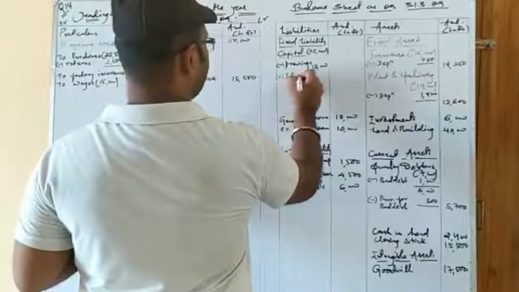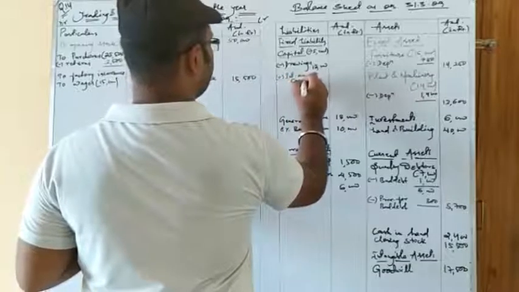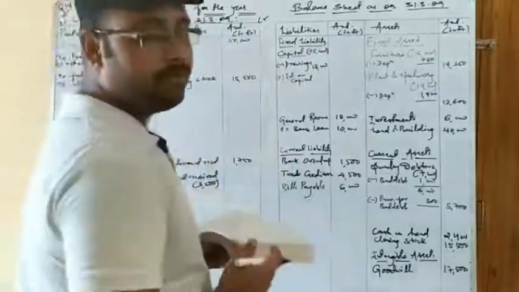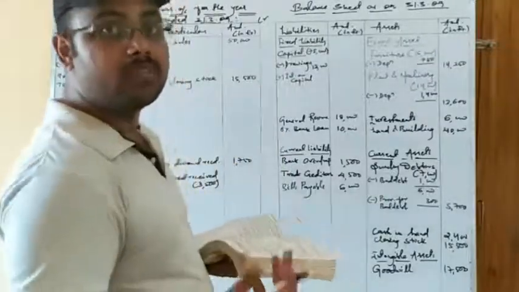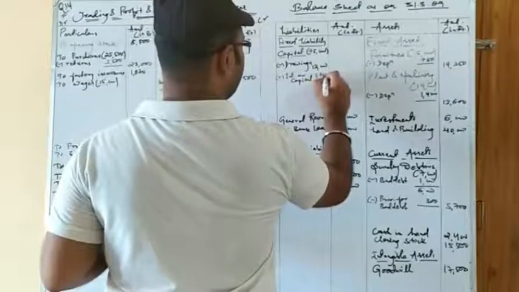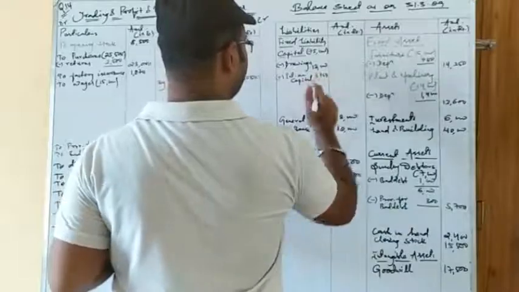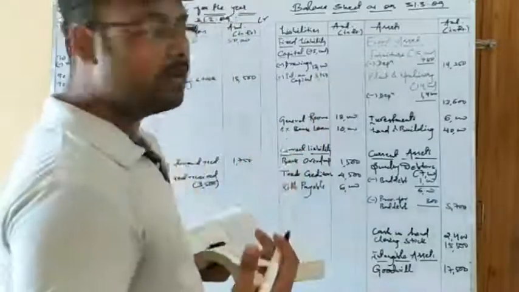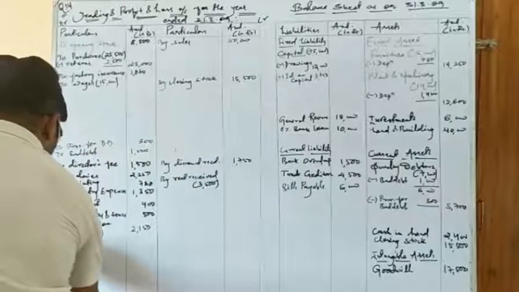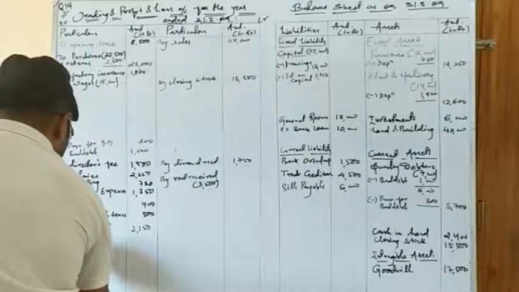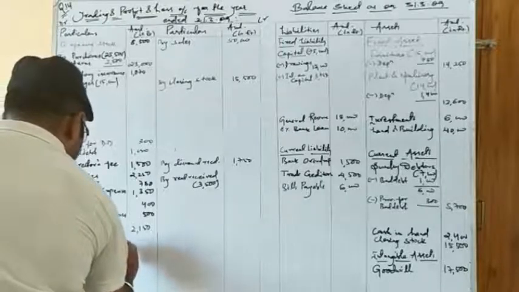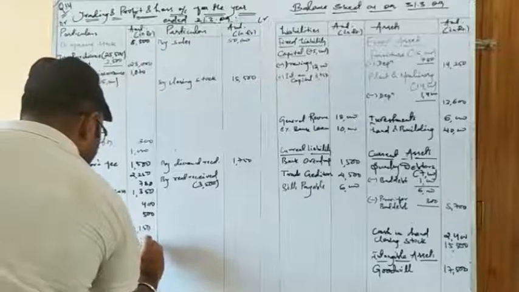So add interest on capital. Interest on capital is 5%. So 5% of 75,000 is how much? 3,750. If you want, you can check it or calculate it in your calculator or manually. So the value of 5% of capital is 3,750. And the same you have to take to the debit side of the profit and loss account, because you have to treat it twice. Interest on capital, that is 3,750.